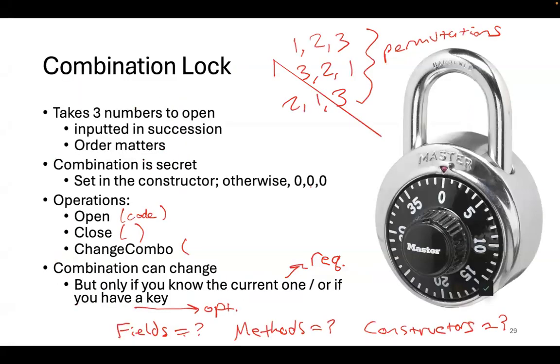What do I want my fields to be? The code. Okay, how am I going to represent that? Strings, yeah. Okay, so what is the code? For this, it's a number 0 through 39. Those numbers are ints. Okay. But there are three of them. How do we do that?